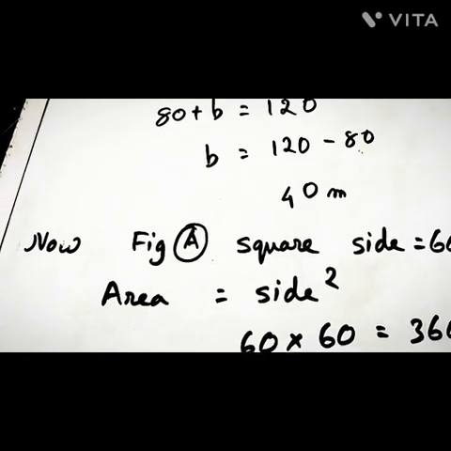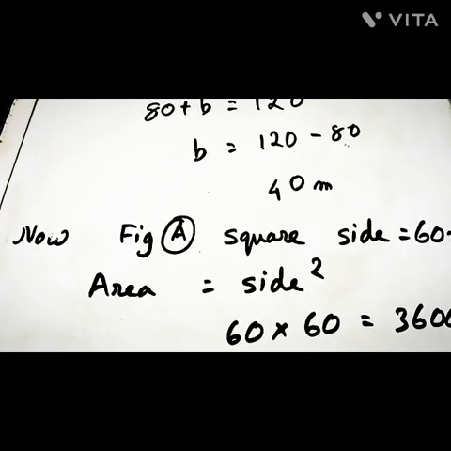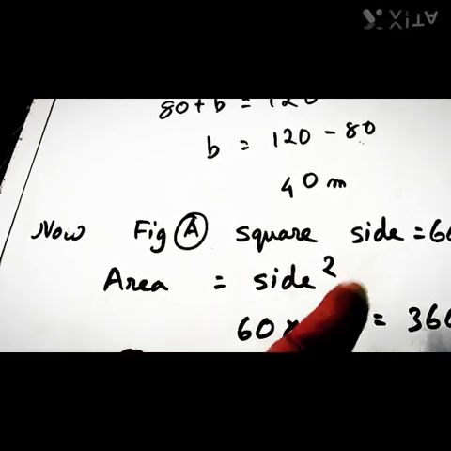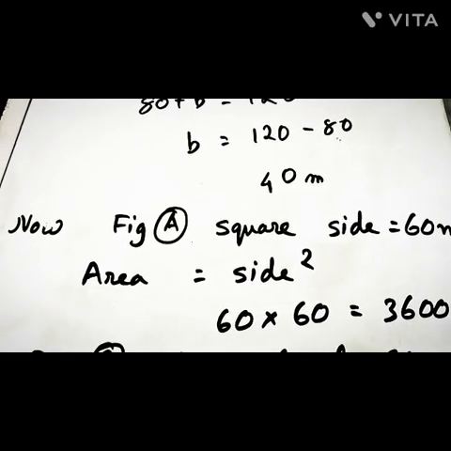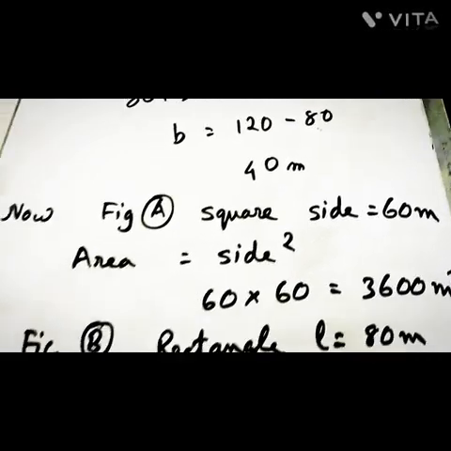Now figure A, square. Square side is 60. So area of the square is side square. Side square means 60 into 60. That is 3600 meter square.